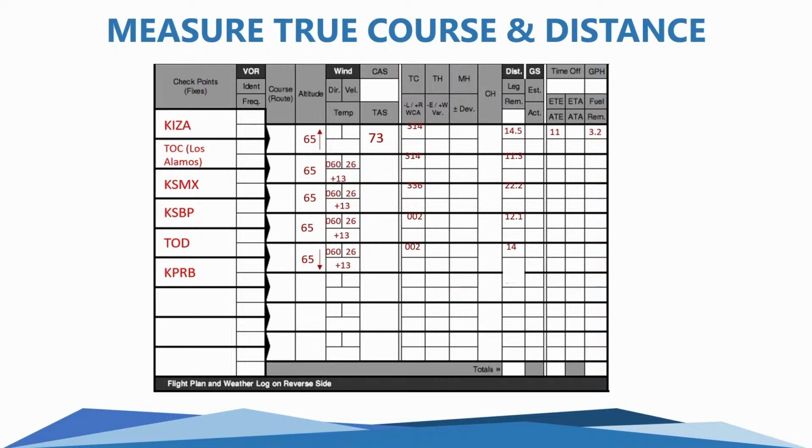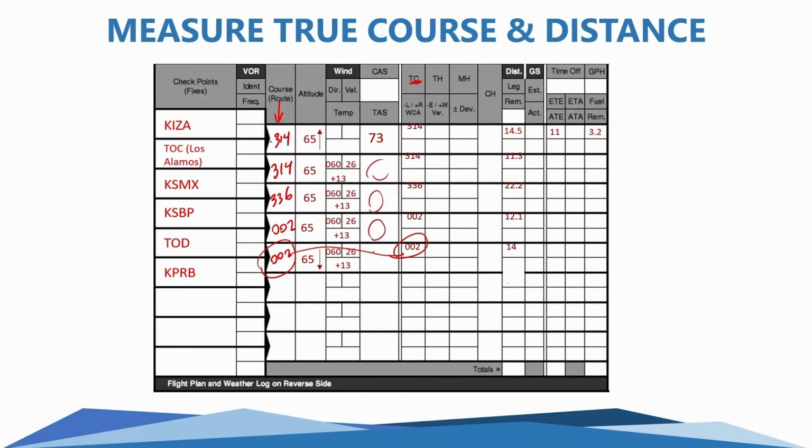So now that we actually have something that looks just like this, you'll notice that the course, I've kind of cheated a little bit, but your course numbers will be here, right? We've got 314, 314, 336, 002, and 002. These values right here will actually end up in the first column. So that's basically how I'm transferring it over, which is going to be considered your TC, which is going to be your true course.